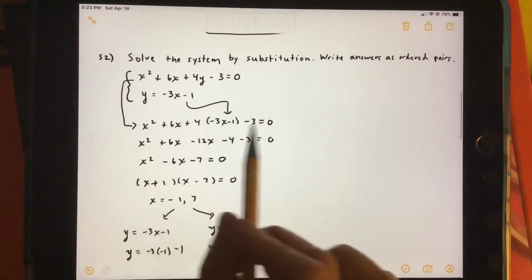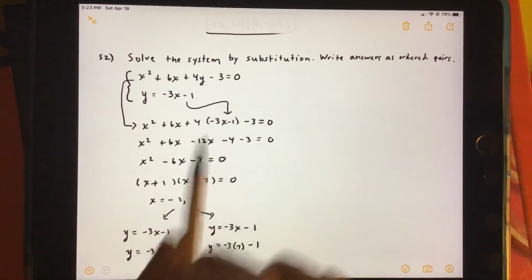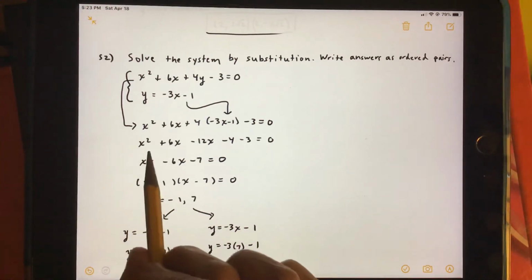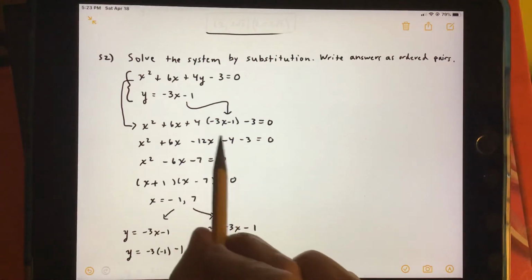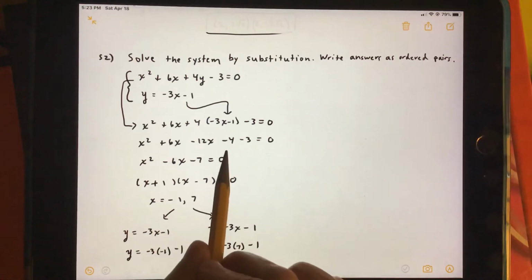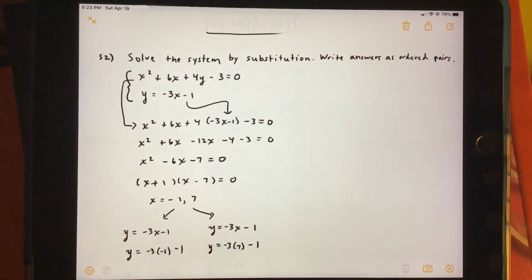So I'm going to rewrite the entire first equation, but instead of that y, I'm putting negative 3x minus 1. Then I'm going to simplify, and I'm going to use the distributive property right here to simplify. 4 times negative 3x is negative 12x. 4 times negative 1 is negative 4. Everything else gets copied.